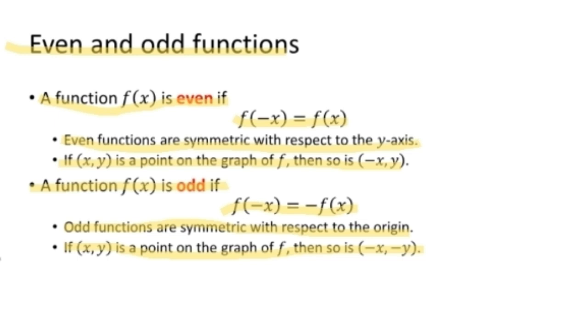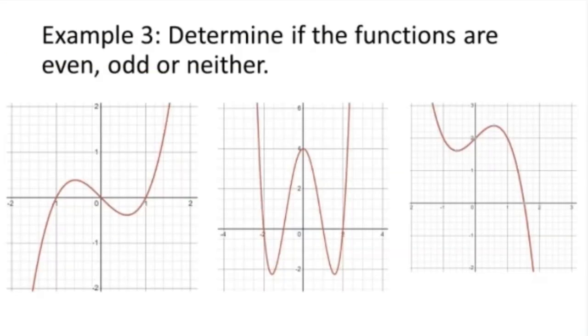At that point, both halves of the graph should perfectly line up. Classic examples of odd functions are the x cubed function and the cube root of x function. In this example, we're going to determine if the following functions are even, odd, or neither.